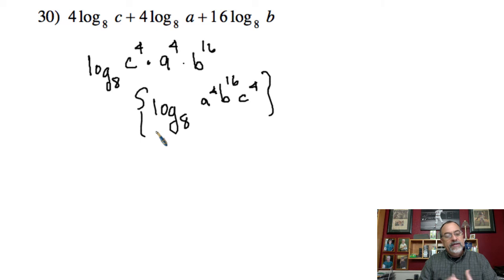Alright, so that's, again, this is probably the most important part of the lesson, being able to take those expanded logarithms, getting down to a single, because when we go to solve logarithmic equations, we're going to need to do that and then change it to exponential in order to do that.